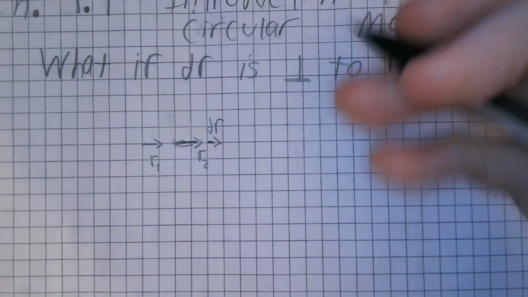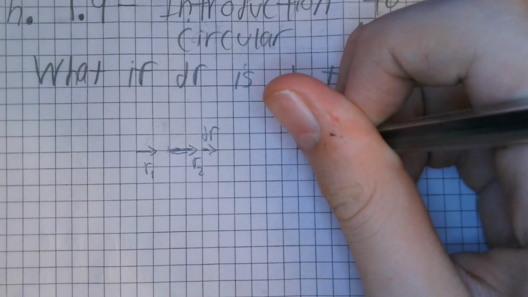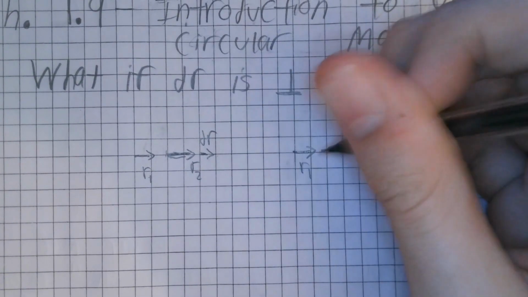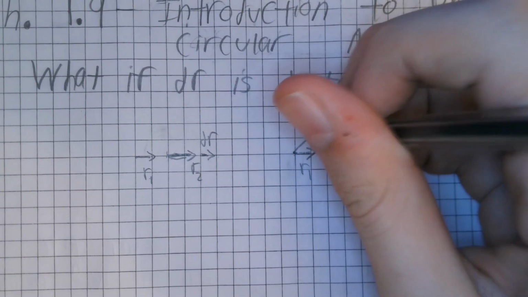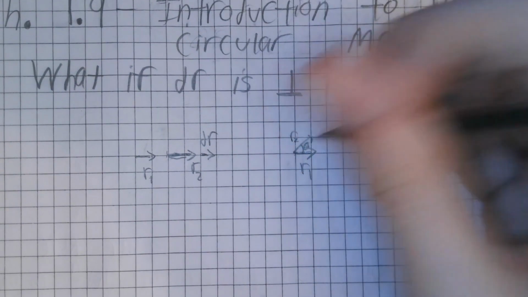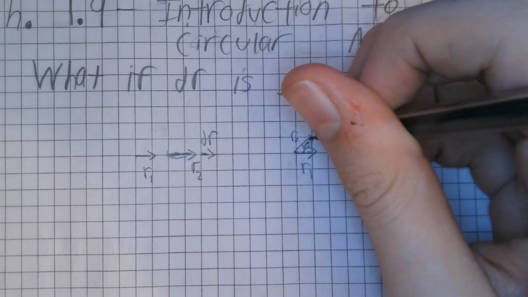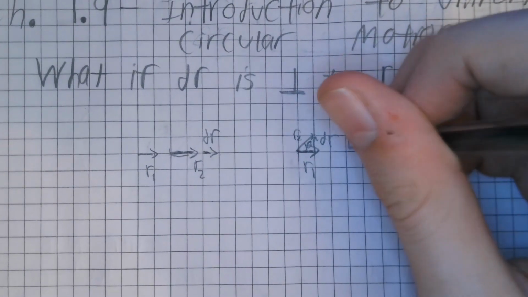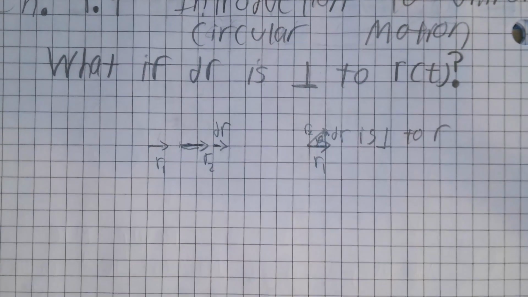Okay? So here, I'm going to draw our initial position vector again. But this time, what if r2 is inclined at some angle, theta? Well, then what we find is that dr, this really small change in r, is actually perpendicular to r. Okay?